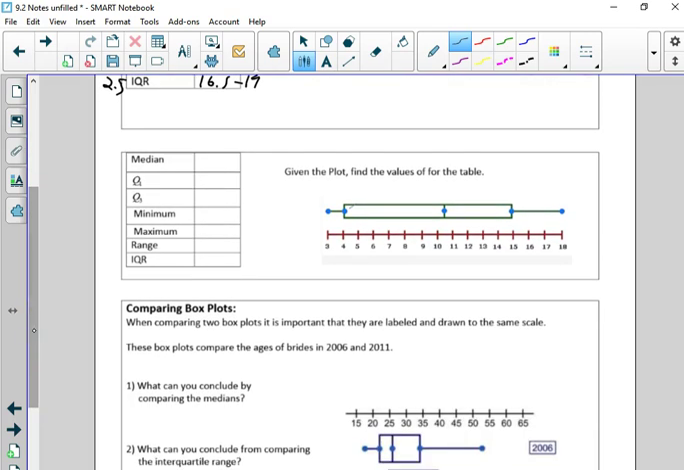Okay, given this plot, now we're going to work backwards. Okay, so what's the minimum value? Three. Put that right there. What's the maximum value? 18. Right off the bat, we can calculate the range, can't we? 3 to 18. Or 15. Either way.